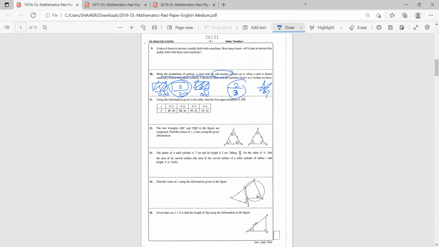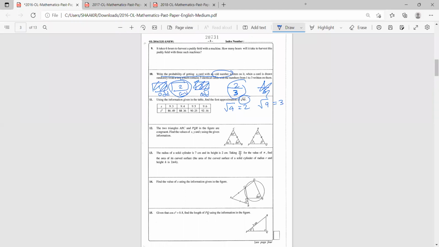In the 11th question, children, they are asking you to find the first approximation. Usually if you take √4, we know the value for √4 is 2 because it is a square number. When I say √9, the value for √9 is 3 because 9 is a square number. Likewise, for √90, it is not a square number. That means for √90, we don't have a value like this. We don't have a whole number as a value.